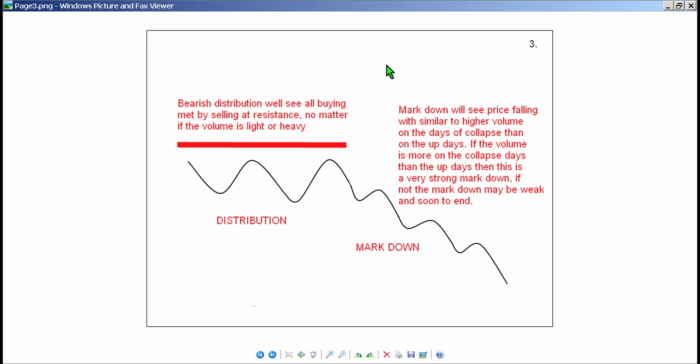Distribution. Bearish distribution will see all buying met by selling at resistance, no matter if the volume is light or heavy. Markdown. Markdown will see price falling with similar to higher volume on the days of collapse than on the up days. If the volume is more on the collapse days than the up days, then this is a very strong markdown. If not, the markdown may be weak and soon to end.